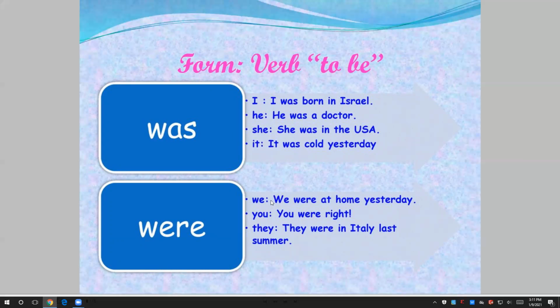Let's have some sentences. We were at home yesterday. You were right. They were in Italy last summer. So we can use to be verbs in past simple when we don't have an action word. So when we don't have an action verb, we can use was and were in past simple tense.